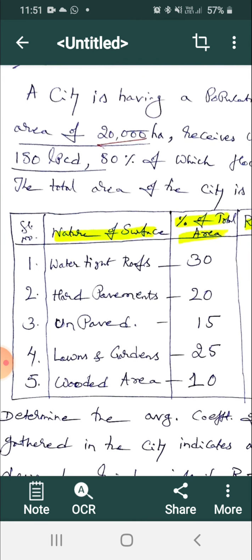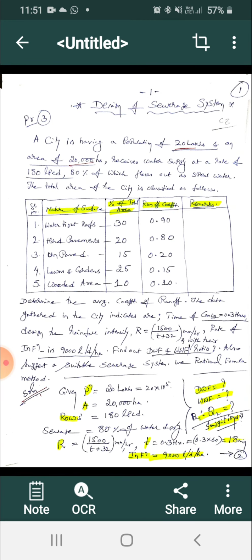Let us start with this problem, and then you will be able to understand clearly. This is the third type of problem. Understood? This is the third type of problem. Usually, observe here: dry weather flow and wet weather flow you have to determine. Then what are the data required?